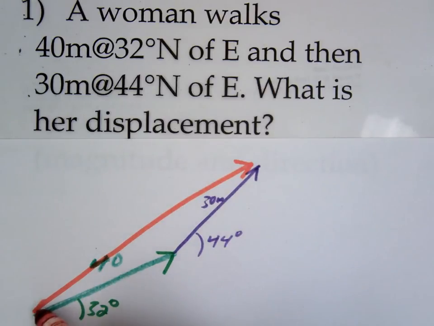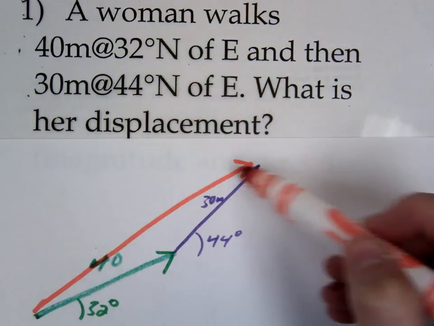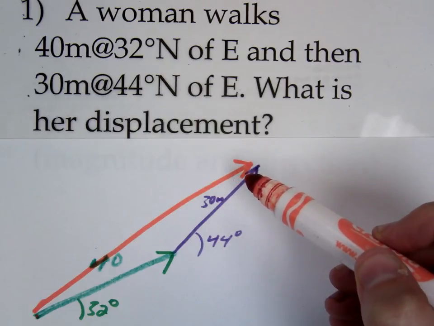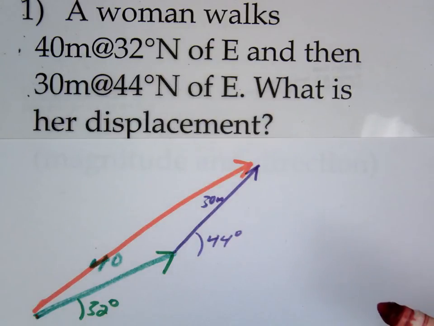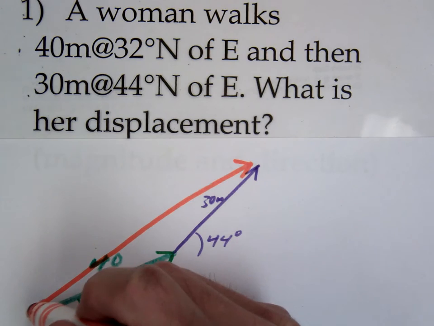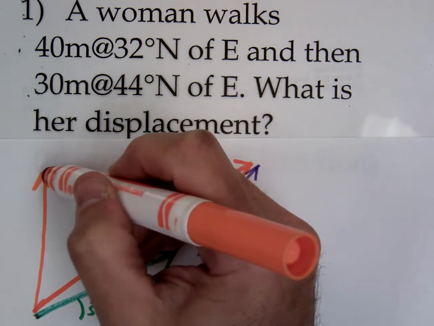Now you have a choice. You can go across and up, or you can go up and across. Both of them will work for you. The only difference is one's going to give you a north of east angle, one's going to give you an east of north angle. Just so it looks a little bit cleaner, I'm going to go up and across.